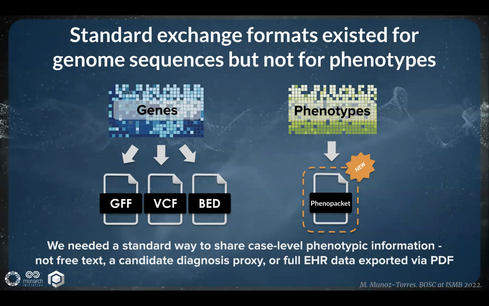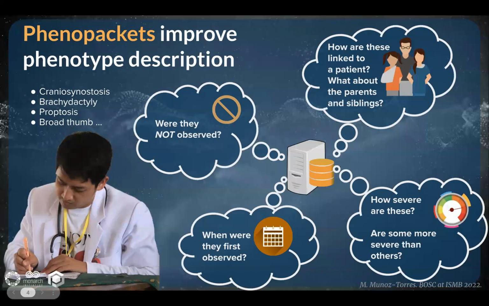And we need to be able to use computable representations of these phenotypes at the case level. So we have computable means to relate to form, function, and dysfunction in order to interpret the genome for diagnostics or otherwise. There have been standard exchange formats for genome sequences in existence for a very long time, but not for phenotypes, at least not in a way that allows us to constrain the data to a model that is research ready. And we desperately needed a mechanism to share case-level phenotypic information, improving on the use of just text or downloading the entire EHR in PDF format. To fill this gap, we created the Phenopacket standard.